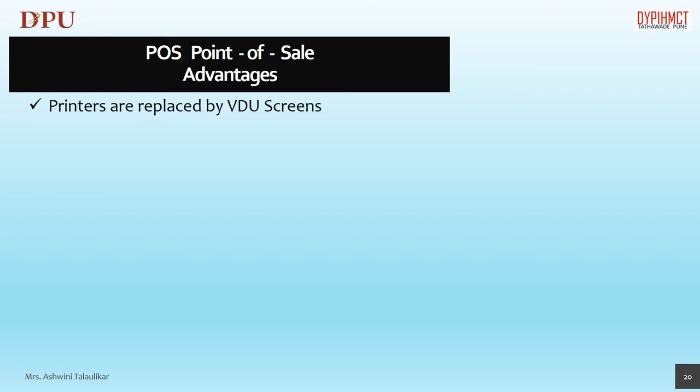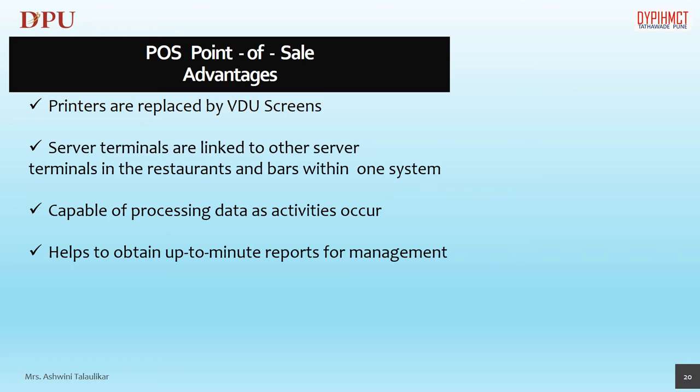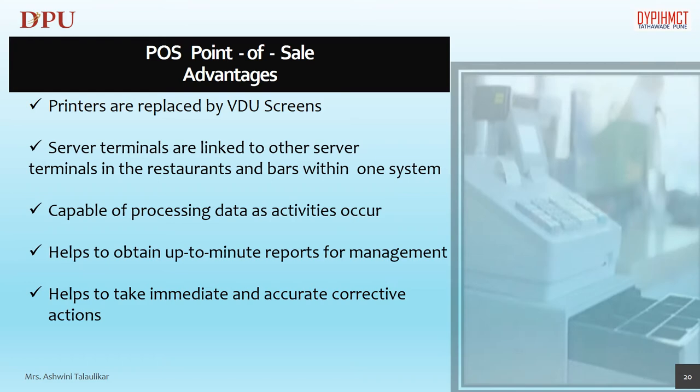The advantages of POS, or point of sale, are: printers are replaced by VDU, visual display unit screens. The server terminals are linked to other server terminals in the restaurant and bars within one system. Capable of processing data as activities occur. Helps to obtain up-to-the-minute reports for management. Helps to take immediate and accurate corrective actions.